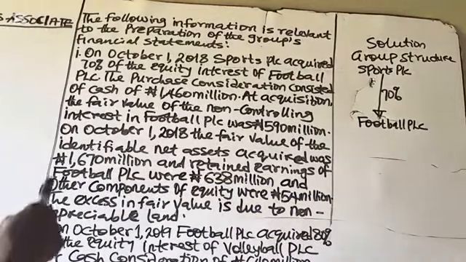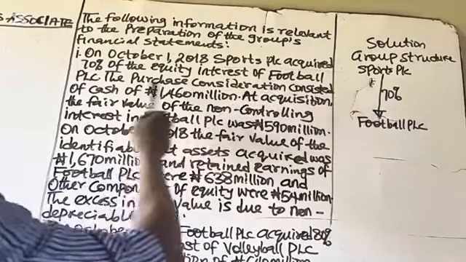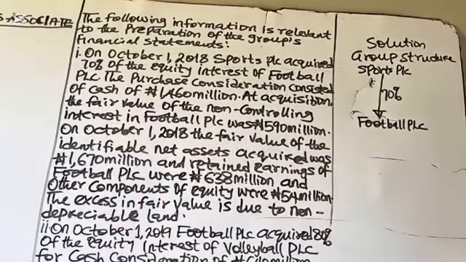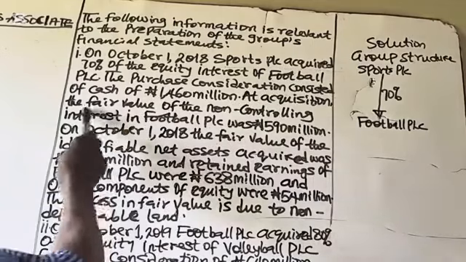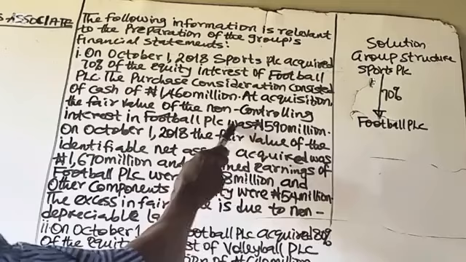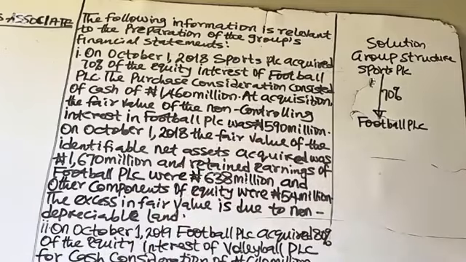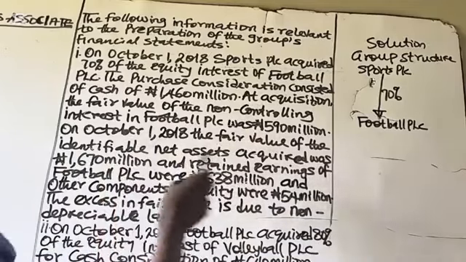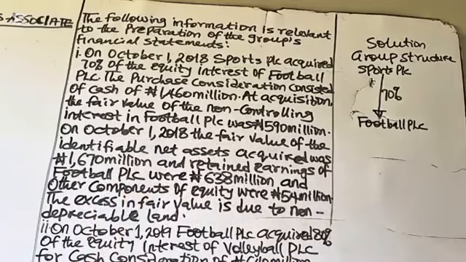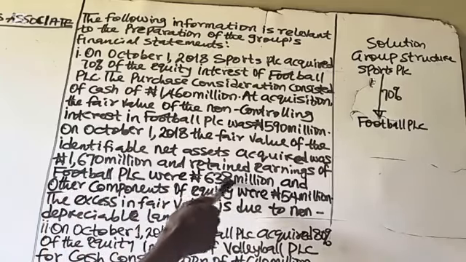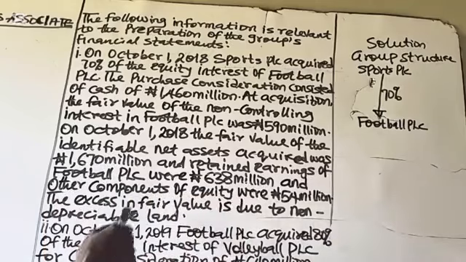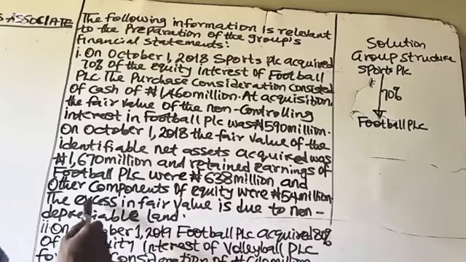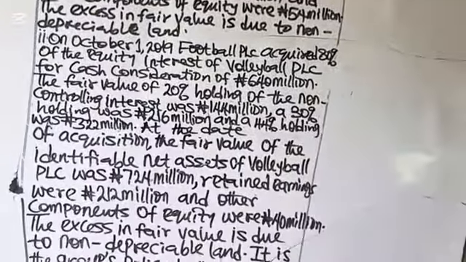So, the purchase consideration consisted of cash of 1,460,000,000 naira. At the acquisition, the fair value of non-controlling interest in Football PLC was 590 million naira. On October 1st, 2018, the fair value of the identifiable net assets acquired was 1,670,000,000, and retained earnings of Football PLC were 638 million naira. And other components of equity were 54 million naira. The excess in fair value is due to non-depreciable land. Note 2.